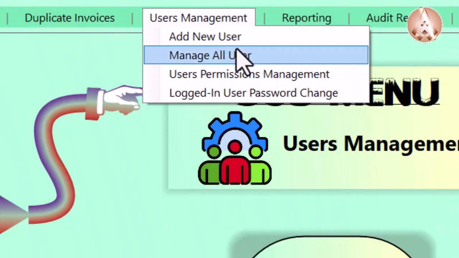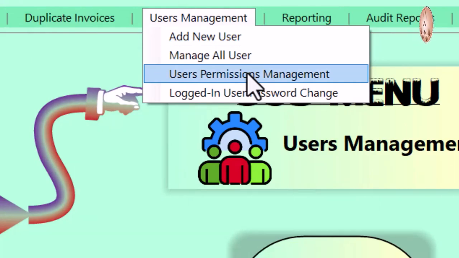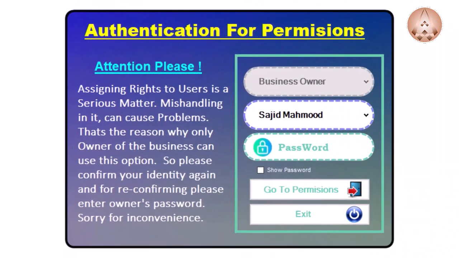The next is user permission management. Let's click it and see what kind of functionalities it has. As I click on user permission management, a screen appears which has a title, authentication for permission, and a message here. So let's read it. Attention please. Assigning rights to user is a serious matter. Mishandling in it can cause problems. That's the reason why only the owner of the business can use this option. So please confirm your identity again, and for reconfirming please enter the owner's password. Sorry for the inconvenience. In this drop down, business owner is mentioned, and then the name. You have the password field, type the password, and then go to the permissions button.